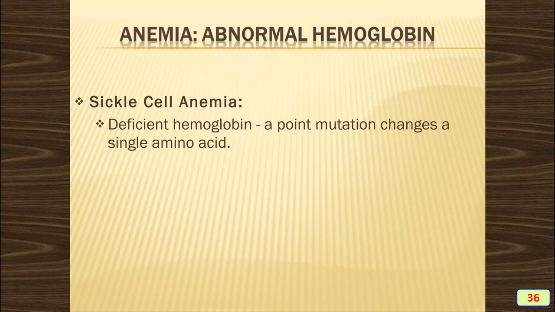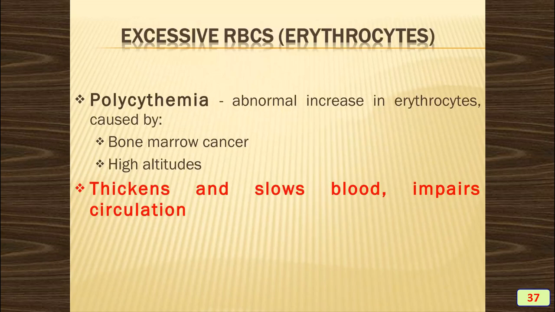Anemia can also be due to abnormal hemoglobin. Sickle cell anemia means a deficiency in hemoglobin, where a point mutation changes a single amino acid. Excessive RBCs is a rare phenomenon and is an abnormality, in case of the bone marrow or high altitude. The excess thickens and slows the blood and impairs circulation.